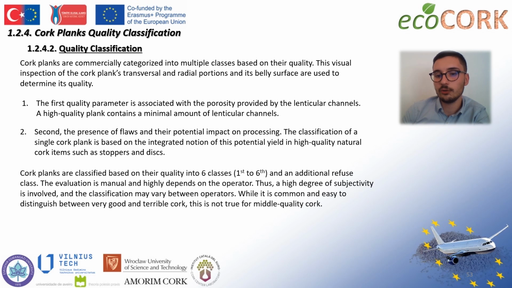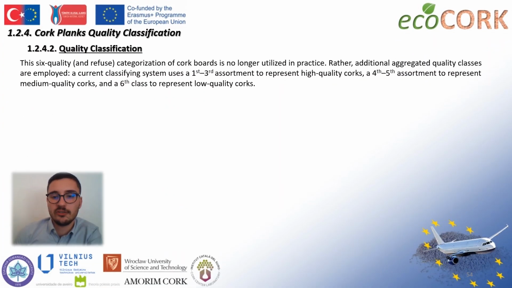Cork planks are put into six classes, first to sixth, based on how good they are, plus a seventh class for the ones that can be used. The sixth quality and refuse way of putting cork boards into groups is no longer used. Instead, more aggregated quality classes are used. For example, the first to third group represents high quality corks, the fourth and fifth group represents medium quality corks, and the sixth group represents low quality corks.